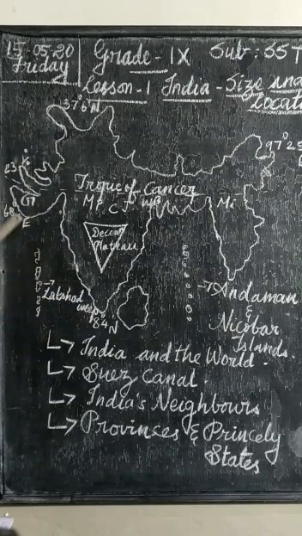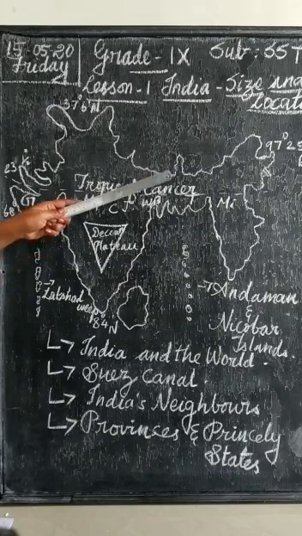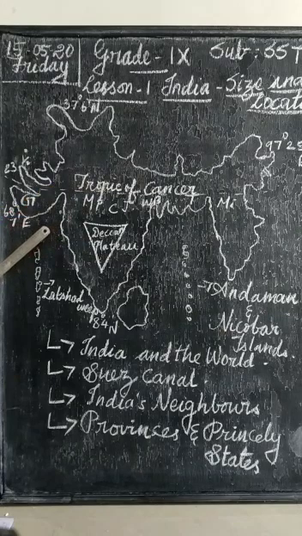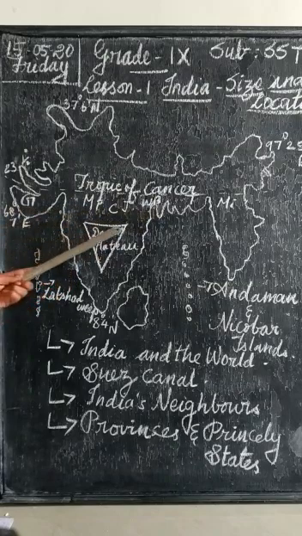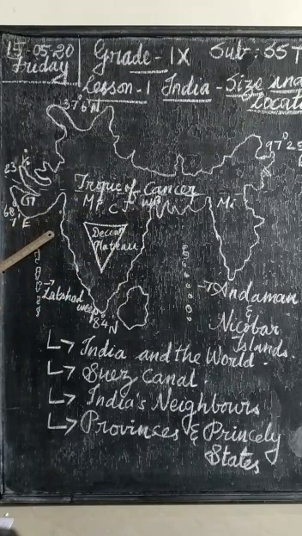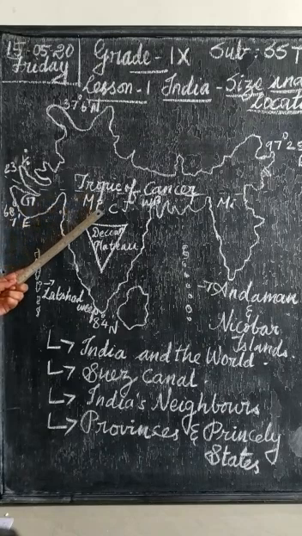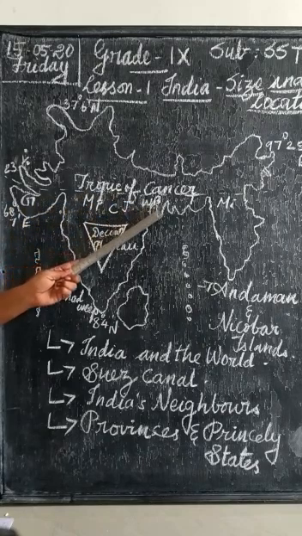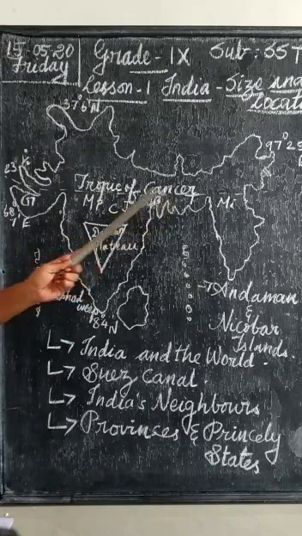Let us discuss the longitudinal extent of India. The longitude starts from 68 degree 7 minute east to 97 degree 25 minutes east. Students, you know, the Tropic of Cancer divides the country into almost two equal parts. You can see the Tropic of Cancer crosses Gujarat, Madhya Pradesh, Chhattisgarh, Jharkhand, West Bengal, Tripura and Mizoram.